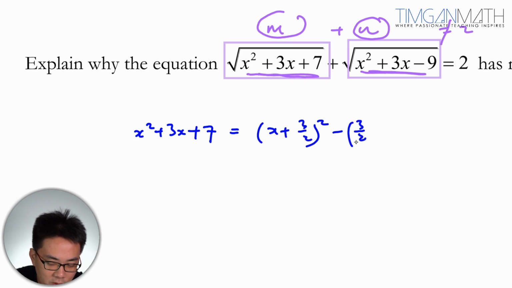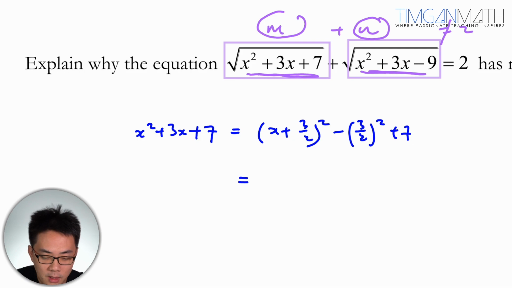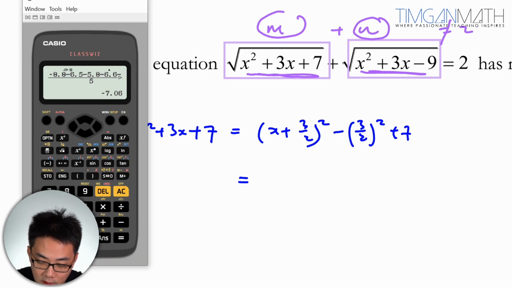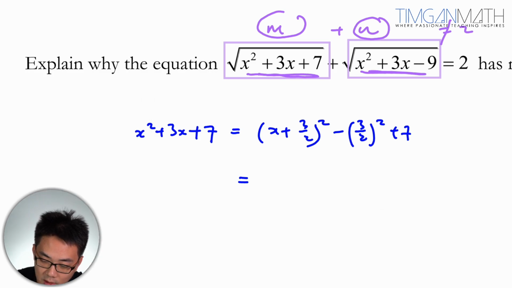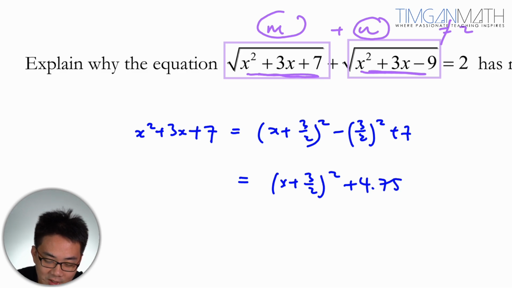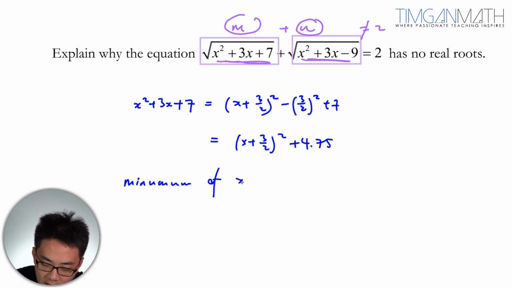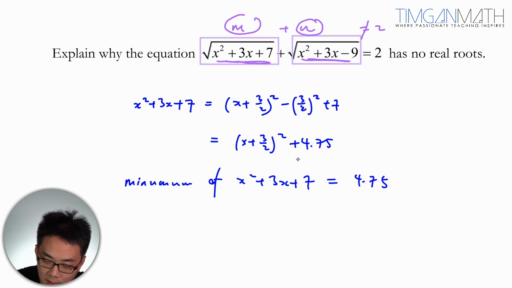This is not a conventional question because it really tests you on many fronts, like how you understand the expression there. So in this case, it will be 7 minus 9 over 4. That will be 19 over 4. x plus 3 over 2 squared, plus 4.75. With this you can already show that it does not have a real root. So in other words, the minimum of x squared plus 3x plus 7 is 4.75. Am I right to say?